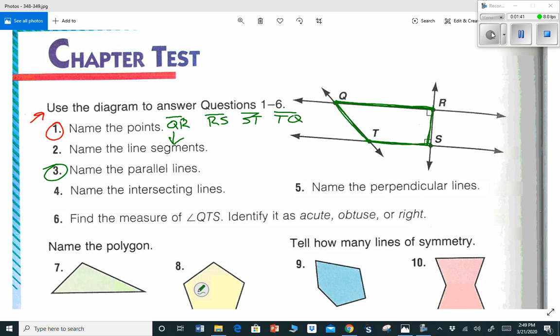Number 3 says to name the parallel lines. I'm hoping you all can just look at that figure and find them. Those 2 lines are parallel to each other. So we're going to name them. Line symbol QR names this line right here. And line symbol TS names this line here. And remember the symbol for is perpendicular to. So this statement right here says line QR is parallel to line TS.